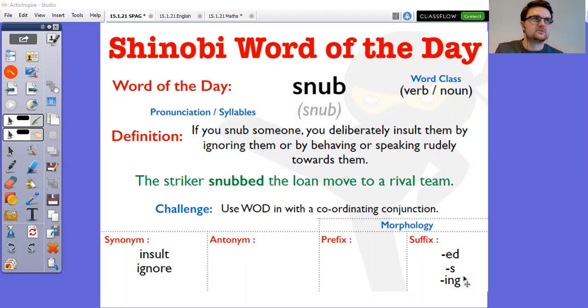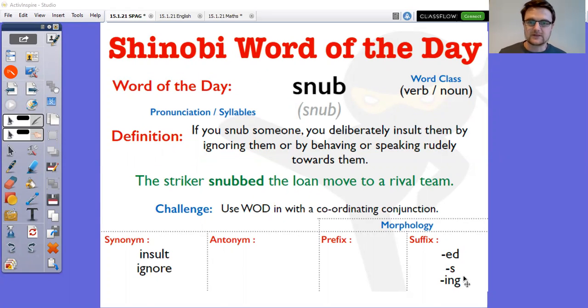So there was a story in the news recently of an American football coach being awarded something by Donald Trump and he turned it down. He snubbed it. So it says the striker snubbed the loan move to a rival team. So it can also be insulted or ignored. You can turn snub into snubbed, snubs, or snubbing.